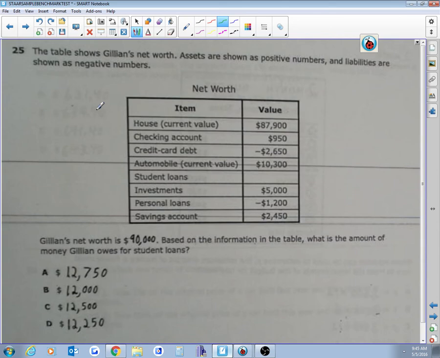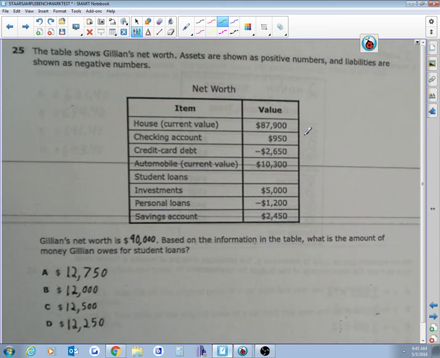Alright, number 25. The table shows Jillian's net worth. Assets are shown as positive numbers. Assets are what you have. Liabilities are what you owe. Liabilities are shown as negative numbers. So assets are what you have. Liabilities are what you owe. So Jillian's net worth is $90,000. Based on the information in the table, what is the amount of money Jillian owes for student loans?